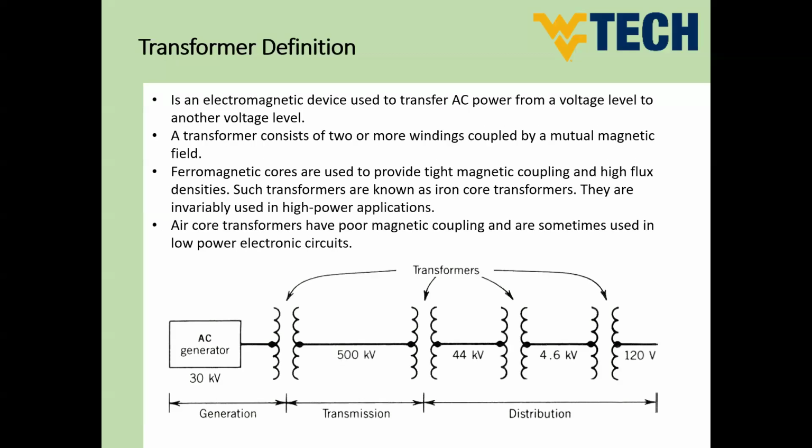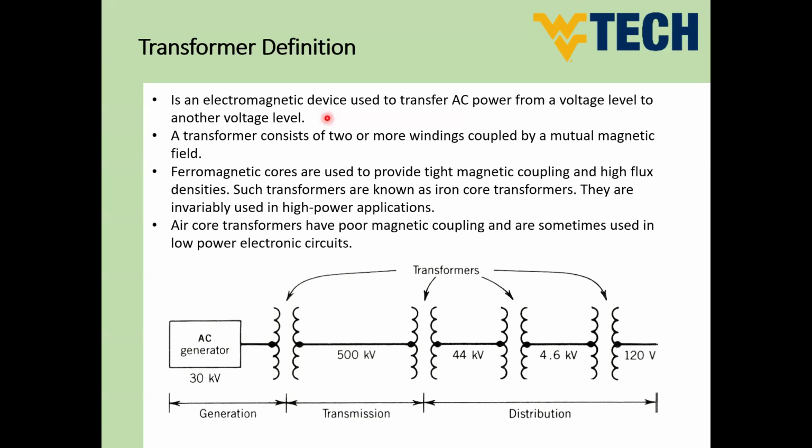So as an introduction, firstly, guys, what is the transformer definition? So we can say transformer is an electromagnetic device. So it's not an electromechanical device because we don't have mechanical elements moving in this device.